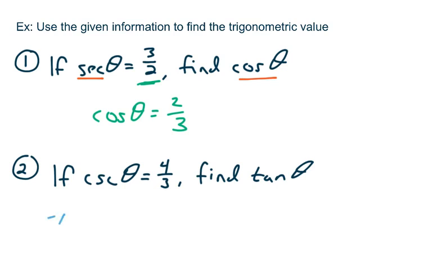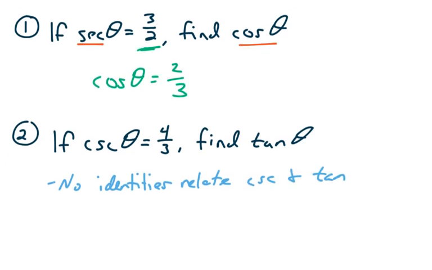So I'm going to just make a little note. No identities relate cosecant and tangent. So what we're going to have to do is use multiple identities, more than one, to find the tangent of our angle.